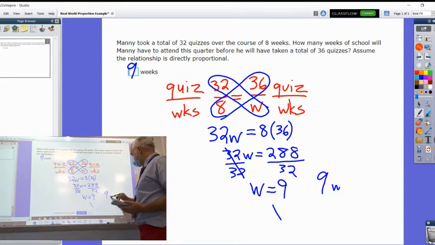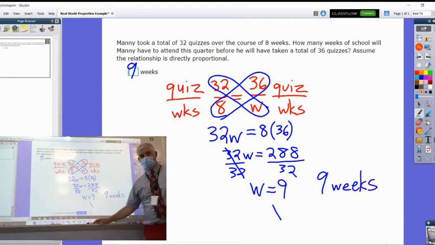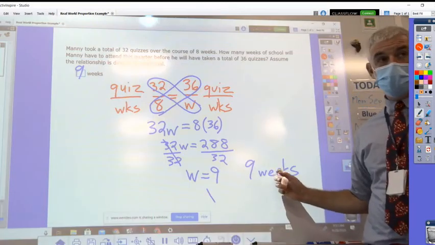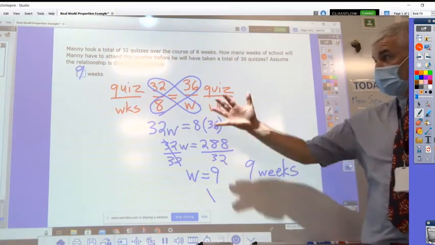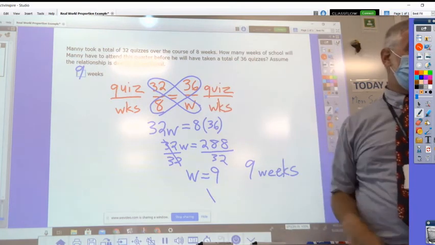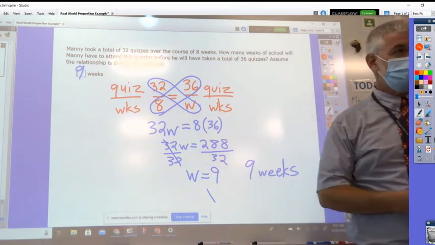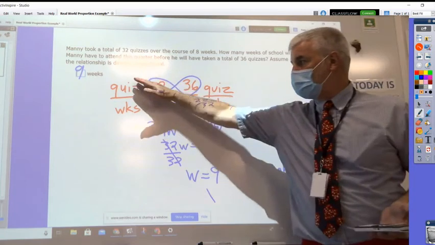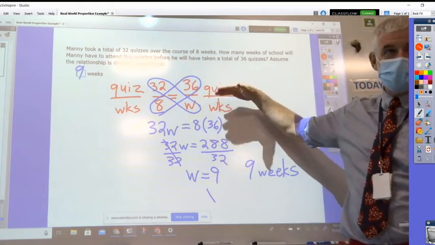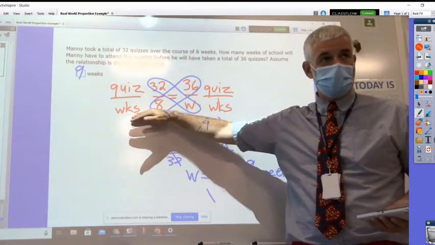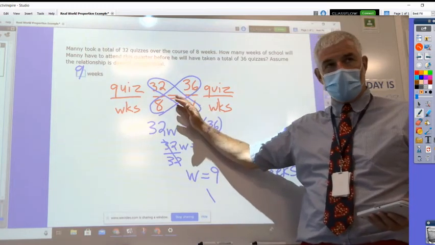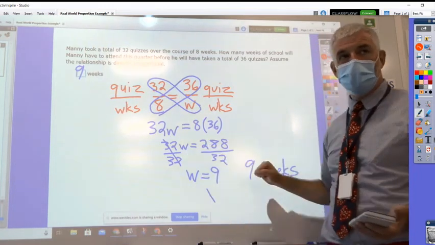If you had to write your answer out, because it's a real world problem, you always have a word in your answer. If it's a word problem, you have a word in your answer. So, 9 weeks. Every single proportion problem is just like this. You set up the proportion, something over something equals something over something. You cross multiply, you divide, you write your answer.